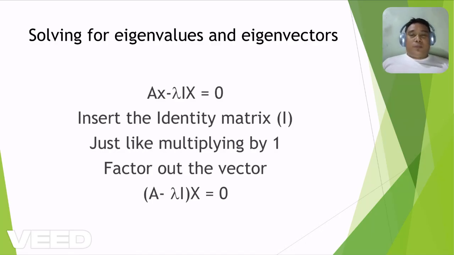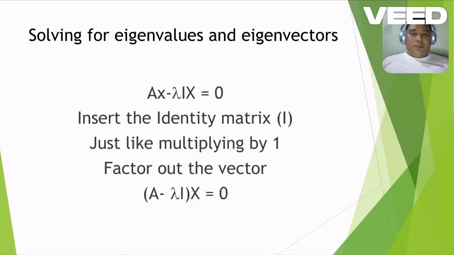Let's go to solving eigenvalues and eigenvectors. This is the formula: Ax minus lambda Ix equals 0. We insert the identity matrix I, just like multiplying by 1, then factor out the vector: (A minus lambda I) x equals 0.